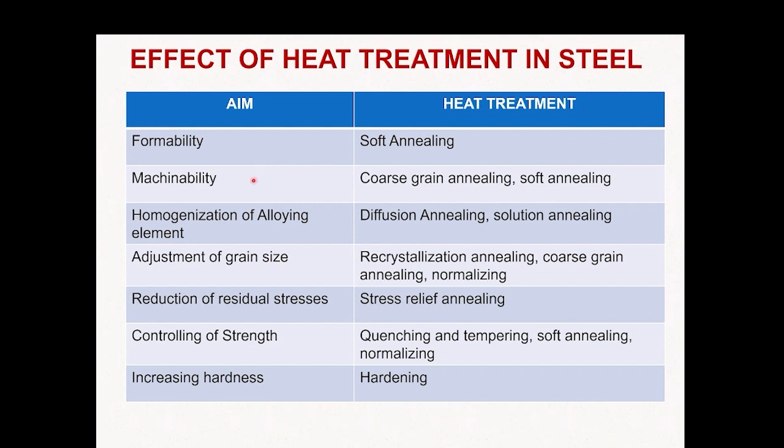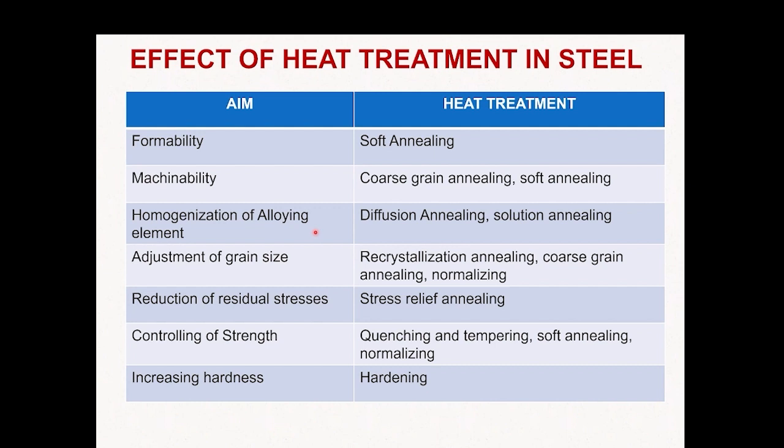Machinability as well. So kung coarse grain annealing po tayo, sa soft annealing, kita po natin kanina, that is above the recrystallization temperature. Yung homogenization, alloying element, so nandun pa rin po sa above recrystallization temperature. Kita po ninyo kanina. So you wanted na diffusion annealing or solution annealing ang gagamitin po ninyo. When you wanted the recrystallization annealing or coarse grain annealing as well as normalizing, you wanted to adjust the grain size. So perfect po ito doon sa mga merong rolling mills.